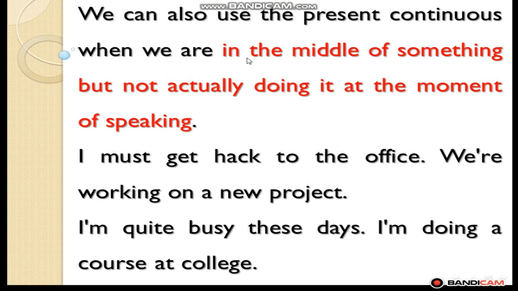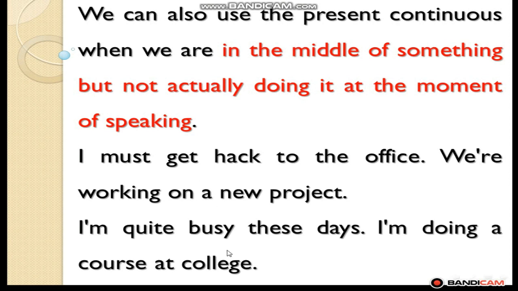We can also use the present continuous when we are in the middle of something but not actually doing it at the moment of speaking. I must get back to the office. We are working on a new project. I'm quite busy these days. I'm doing a course at college.